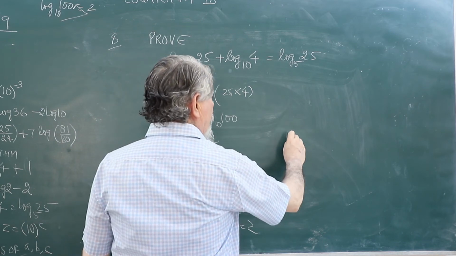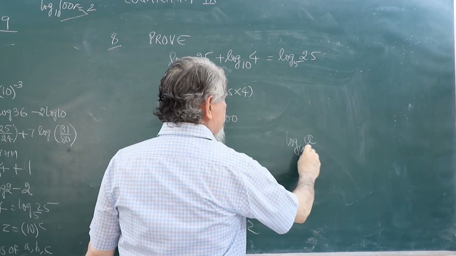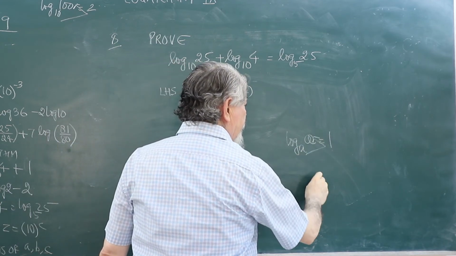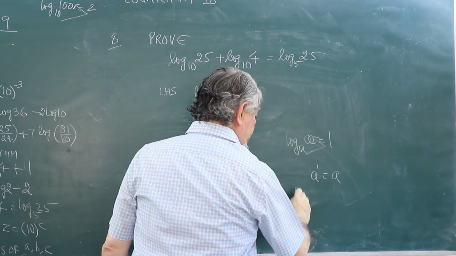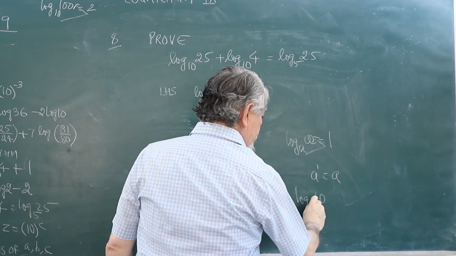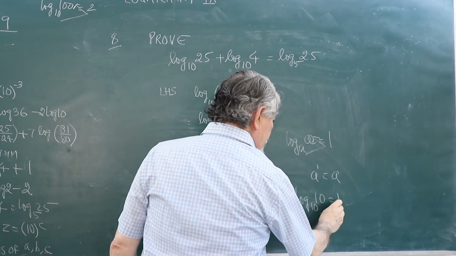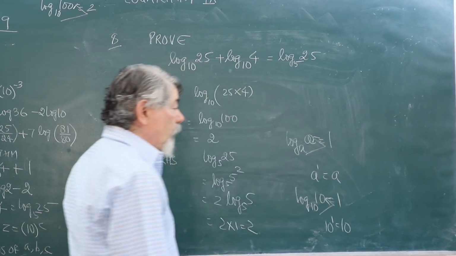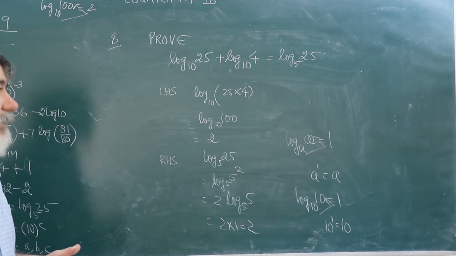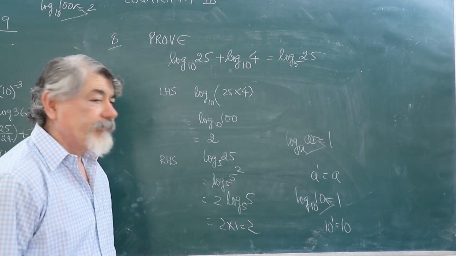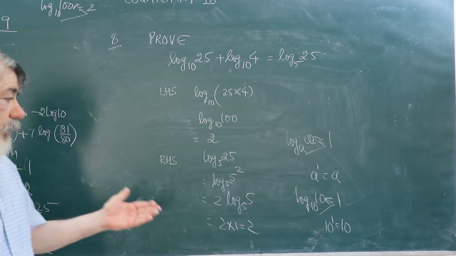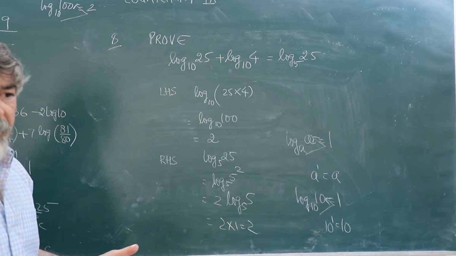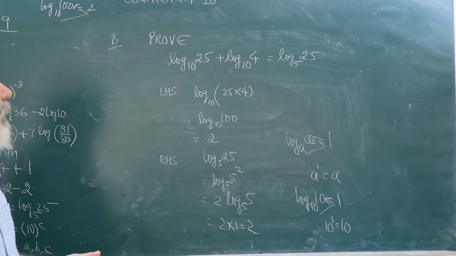Please remember, log of a number to its own base is always equal to 1. Why? A to the power 1 will be A only, nothing else. If log 10 to the base 10 is equal to 1, then 10 to the power 1 will be equal to 10 only. So log of a number to its own base is always equal to 1. That is why log 5 to the base 5 is 1. 2 into 1 is 2. Left hand side is equal to right hand side. We are able to prove that left hand side and right hand side are equal.